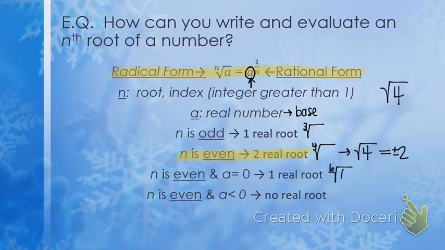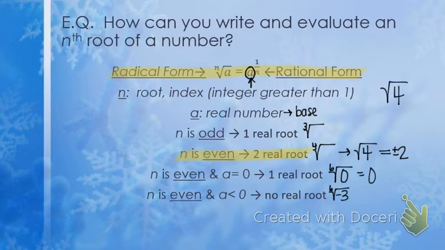Now, what if the root is even? We'll use 6 this time. And the A, the number under the radical, is a 0. Well, that means there's only one real root. There's only one answer. Any guesses at what that answer would be? 0. The only way to get 0 is to multiply 0 times 0 times 0 times 0 times 0 times 0. The 6th root, it's got to be 0. Now the last one is when the root is even and the number under the radical, the A value, is less than 0. Guys, what kind of numbers are less than 0? Negative. So let's say there's a negative 3 under there.